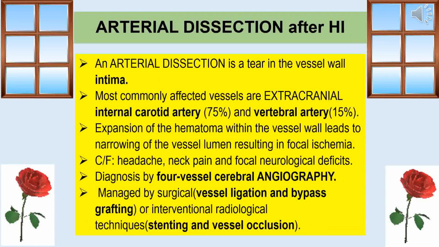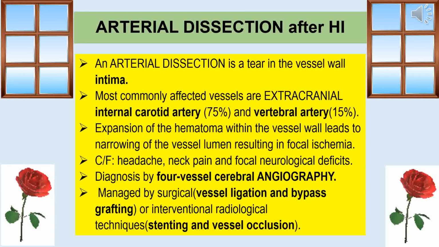Arterial dissection after head injury. An arterial dissection refers to a tear in the vessel wall intima. The extracranial internal carotid artery is affected in 75% of patients, usually 2 cm distal to the bifurcation, and the extracranial vertebral artery is affected in 15% of the patients. The blood gets in the tear between the intima and the media, within the media, or between the media and the adventitia, and separates the layers of the arterial wall.